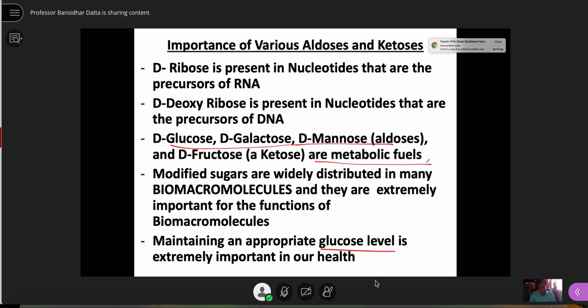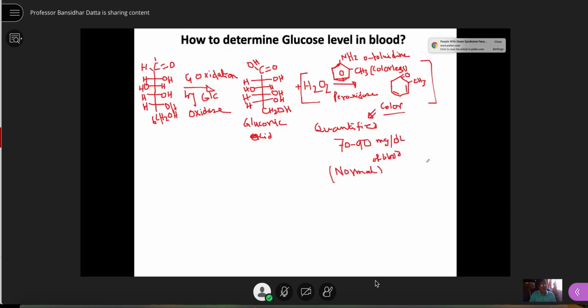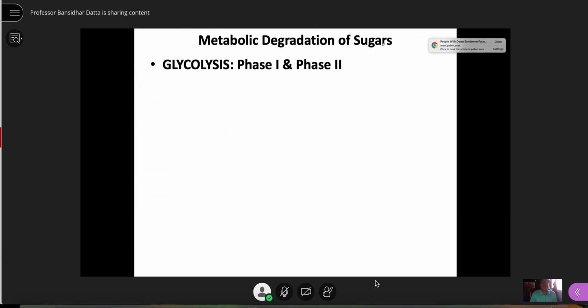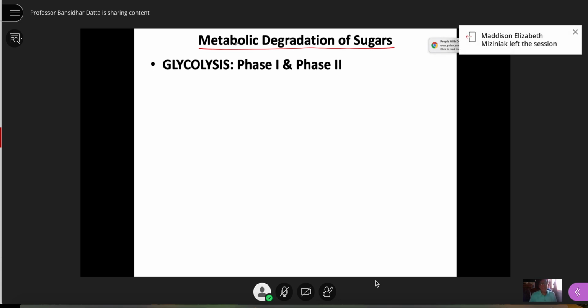So what do they do? That is our next step, right? Metabolic degradation of sugars, specifically the monosaccharides. If you have a disaccharide in our diet, for example, milk lactose, plenty of lactose, right? If we have some table sugar in the form of cake or something like that, it goes to the stomach and intestine.